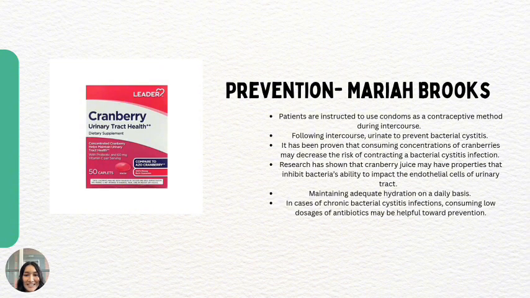It has been proven that consuming concentrations of cranberries may decrease the risk of contracting a bacterial cystitis infection. Research has shown that cranberry juice may have properties that inhibit bacteria's ability to impact the epithelial cells of the urinary tract. Maintaining adequate hydration on a daily basis, and in cases of chronic bacterial cystitis infection, consuming low dosages of antibiotics may be helpful towards prevention.